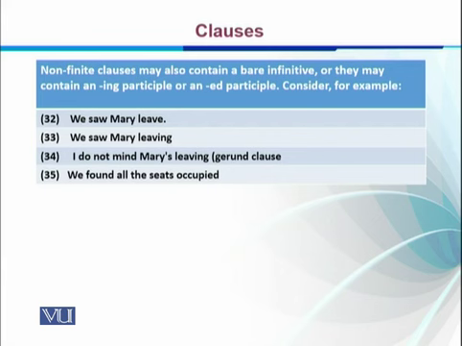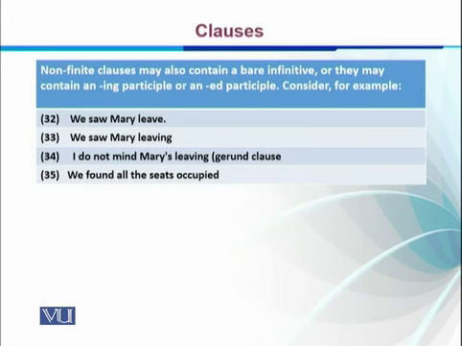We found all these seats occupied. So we have a participle which is ed, right? So these are all types of clauses. These are embedded clauses. The first, leave, is a non-finite clause. Leaving is a non-finite clause. Similarly, Mary's leaving is a non-finite clause, and seats occupied is a non-finite clause. So these are different types of clauses.